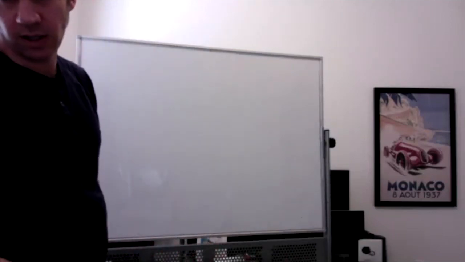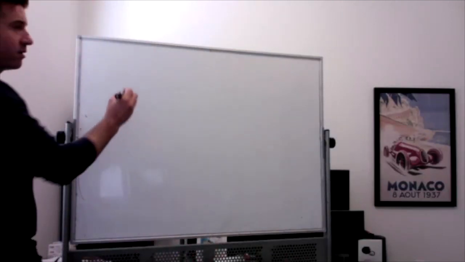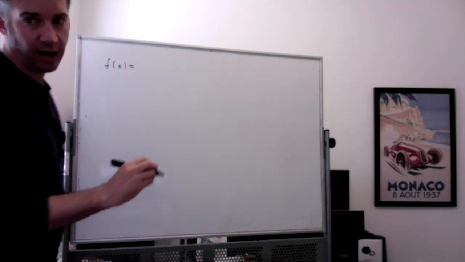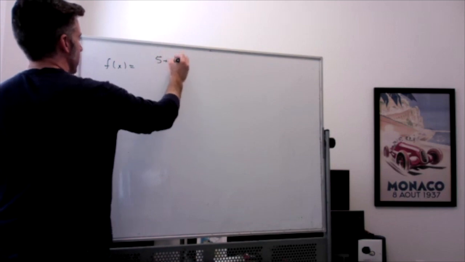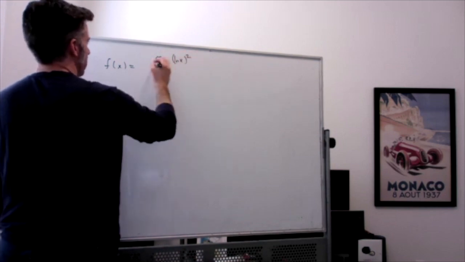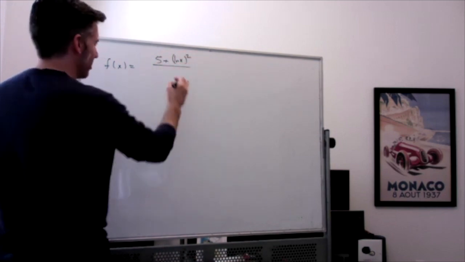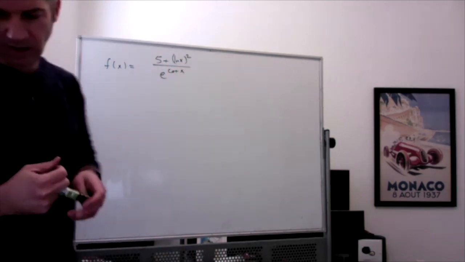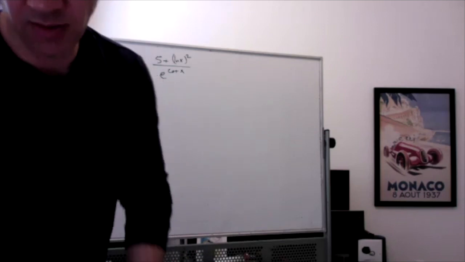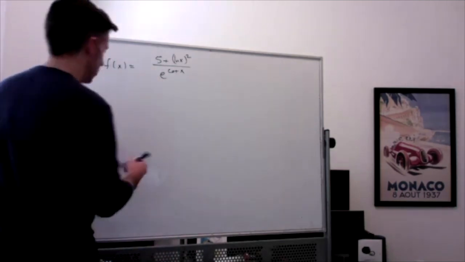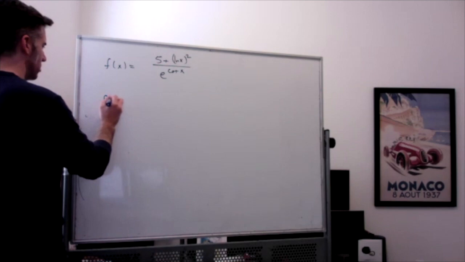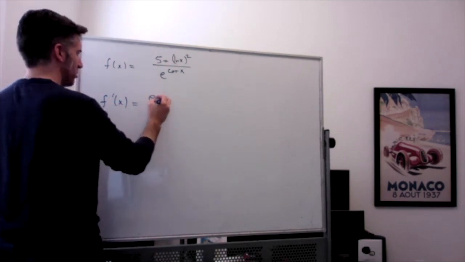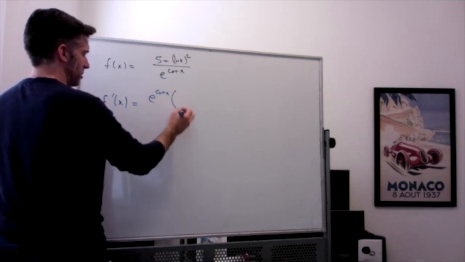So the next question says to find the derivative for f of x equal to 5 plus the natural log of x quantity squared divided by e to the cotangent of x. And I really think this problem is just, here's a gross derivative. Can you do it? So quotient rule. It's going to be the denominator times the derivative of the numerator.